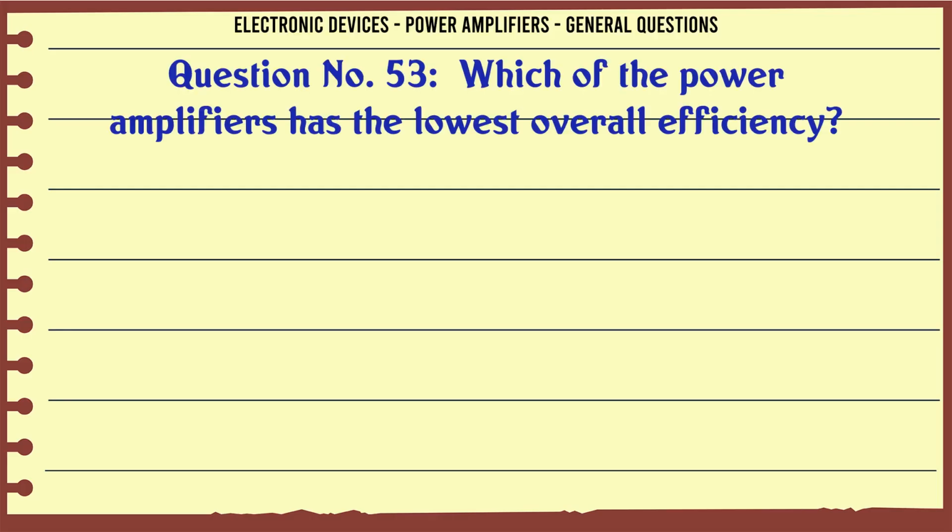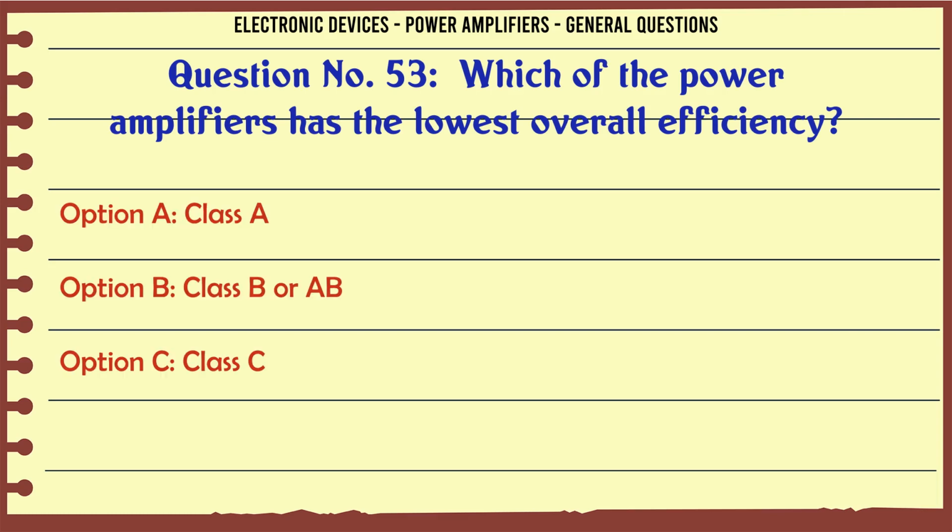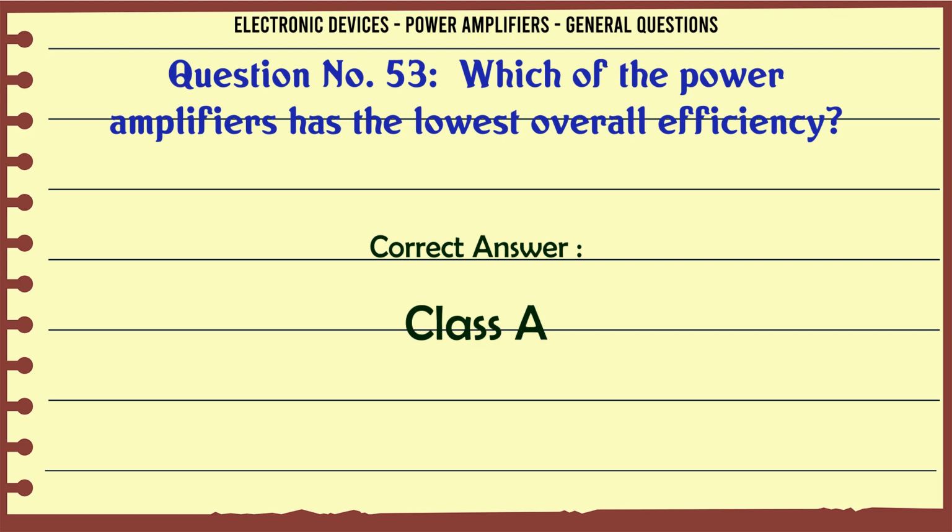Which of the power amplifiers has the lowest overall efficiency? A. class A, B. class B or AB, C. class C, D. class D. The correct answer is class A.